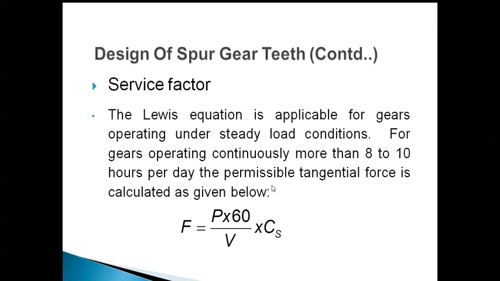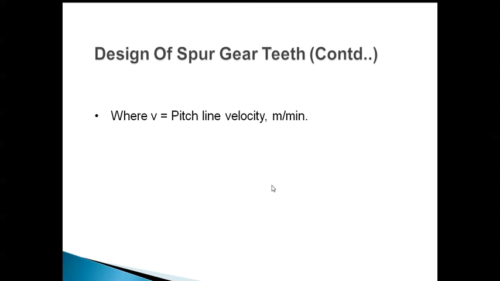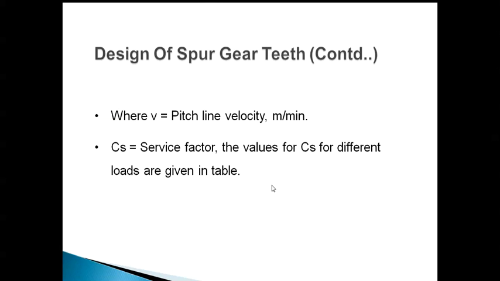So P is the power transmitted, V is the pitch line velocity in meter per minute, and CS is the service factor. By using this formula, we can find the tangential force acting on the gear. The value of CS for different loads is given in the table.